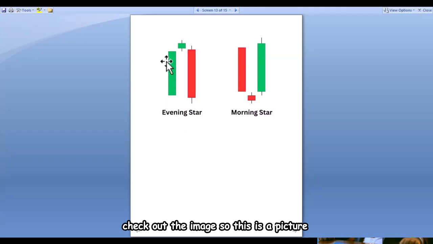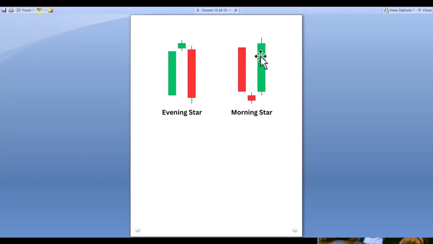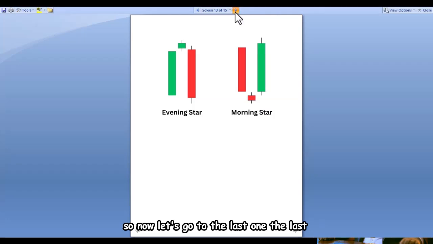So this is a picture of an evening star. As you can see, a bullish candle here. Let's just say we are in an uptrend. Then you see an evening star. So this is an evening star, and this is a morning star. The price is in a downtrend. Then you see a candlestick. So this is a morning star. So now let's go to the last one.